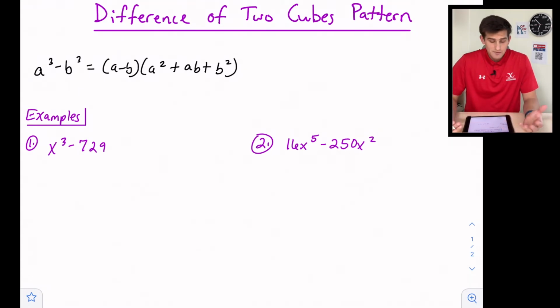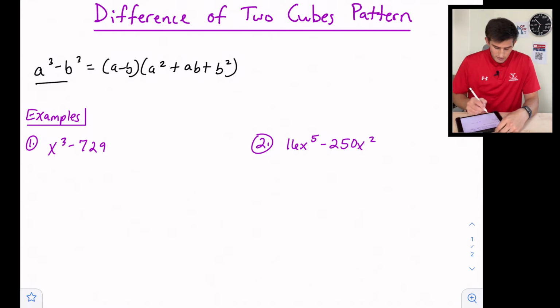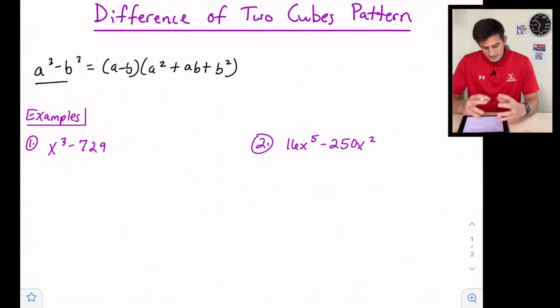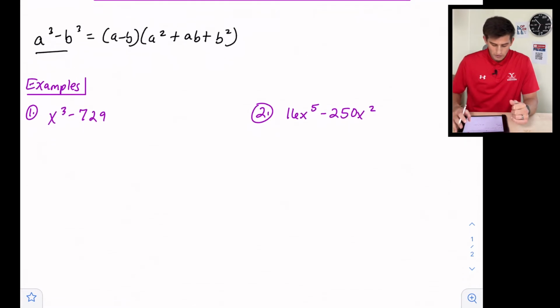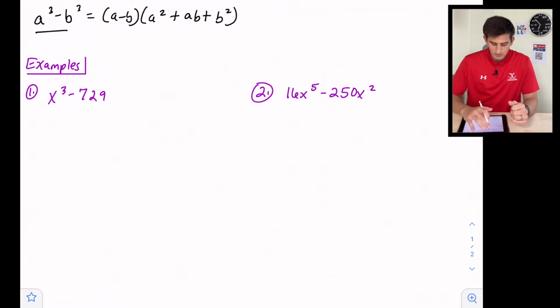So with the difference of two cubes, we're starting up here, we have a cubed minus b cubed. And that's going to factor out as a minus b, and then times the trinomial a squared plus ab plus b squared. So we're going to look at two examples and we can just follow along with this factorization.